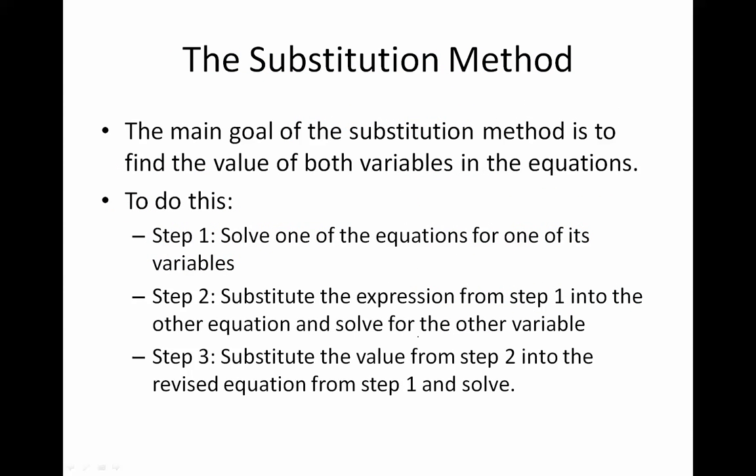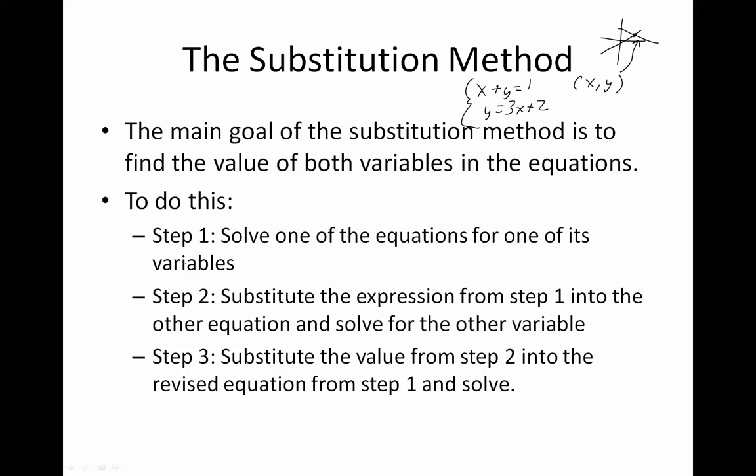So, what is the substitution method? Well, the main goal of the substitution method is to find the value of both variables in the equations. So, for example, if you had x plus y equals 1 and y equals 3x plus 2, and that is your system, the goal is to find the x and y values in this system. And again, that x and y value is going to correlate to a point where they intersect, right? Because that is the value where they're both going to be equal, where they both make true statements. That's what we did in section 6.1.